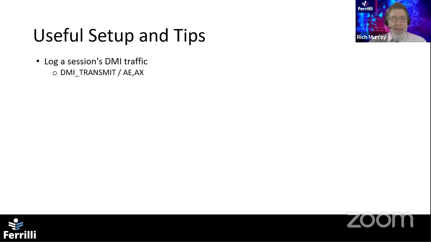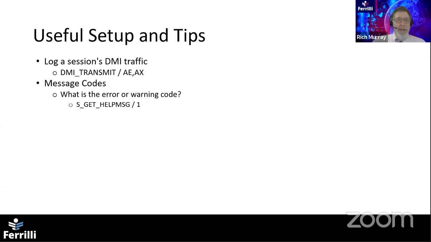Okay, the next couple of slides are just a bunch of already built debugging things for, in this example, logging a session's DMI traffic. If on GRSS you put DMI_transmit / arguments at entry, arguments at exit, you can log a session's DMI traffic. There's another one for message codes. What is that error or warning code? S_get_help_message/1. That's using the ShowA. Remember the ShowA at 1, or just the plain ShowA.